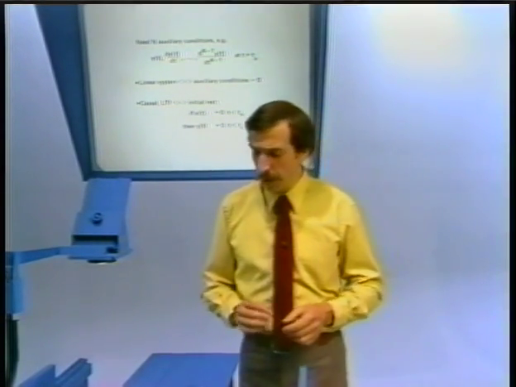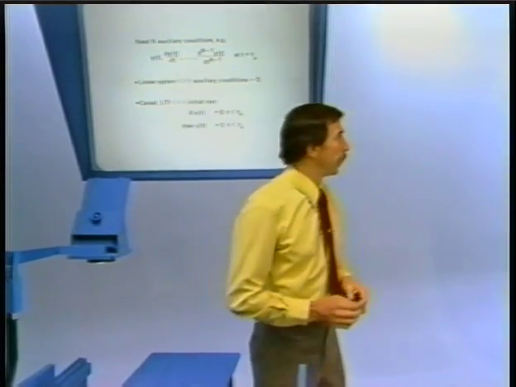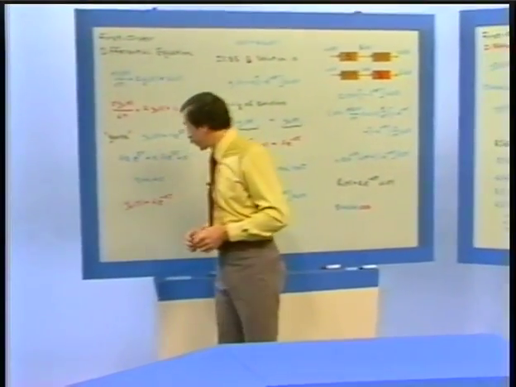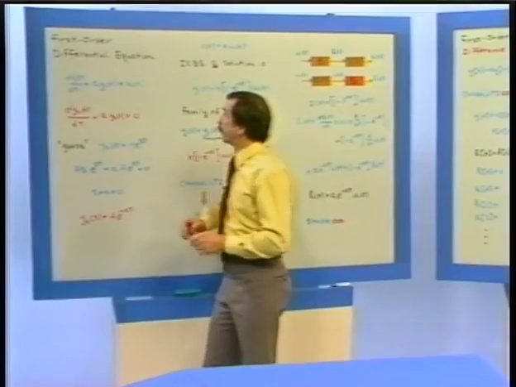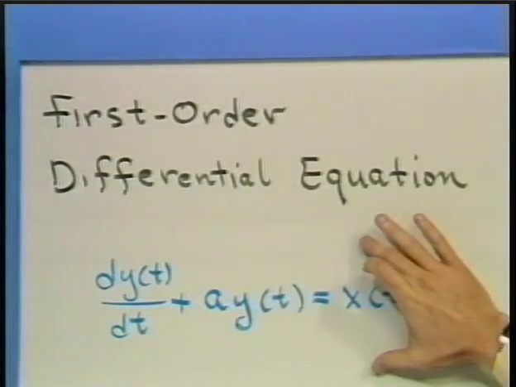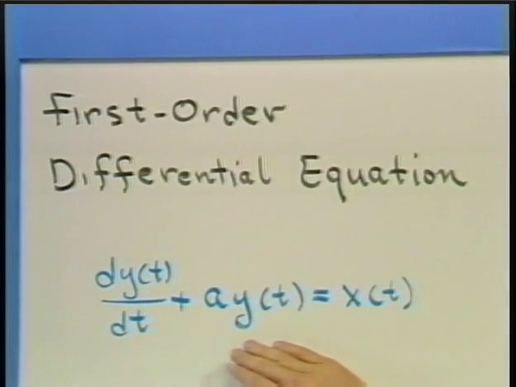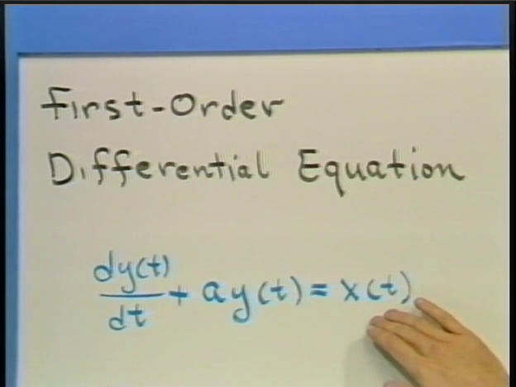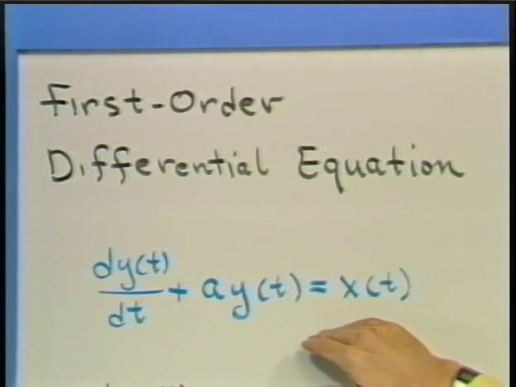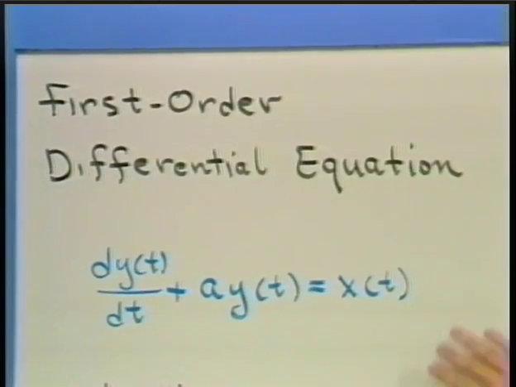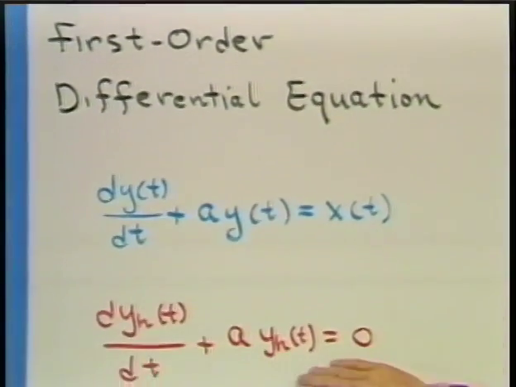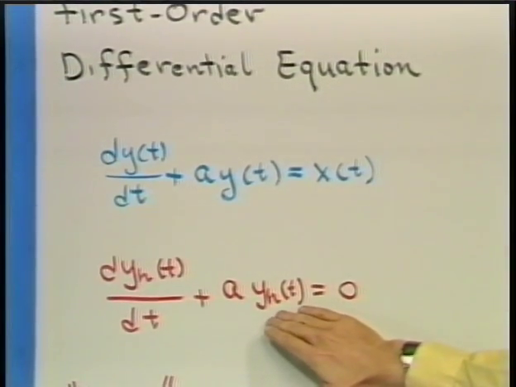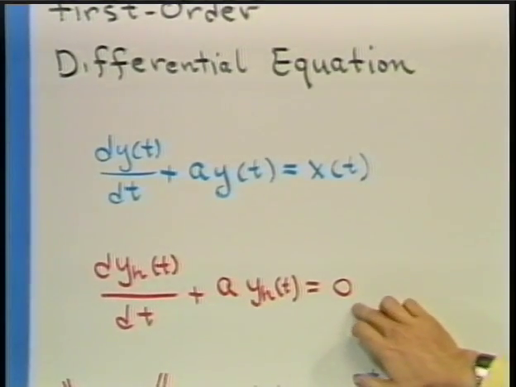Okay, well, let's look at an example, and let's take the example of a first-order differential equation as I've indicated here. So we have a first-order differential equation, dy(t)/dt plus a y(t) equals the input x(t). And let's first look at what the homogeneous solution of this equation is. And so we can consider the homogeneous equation, namely the equation that specifies solutions which would correspond to zero input.